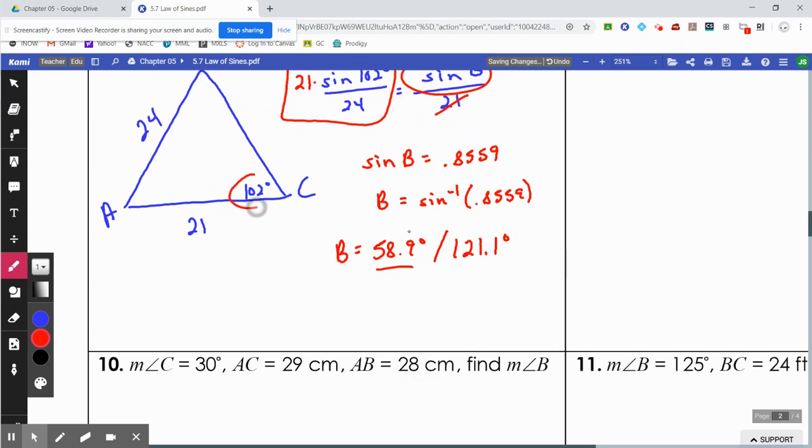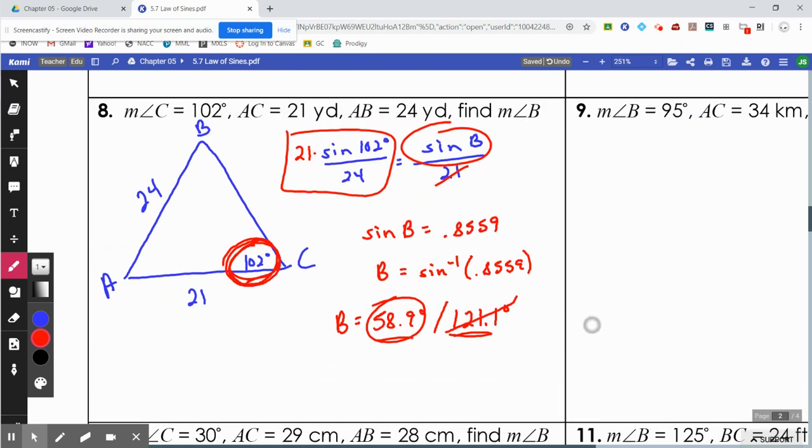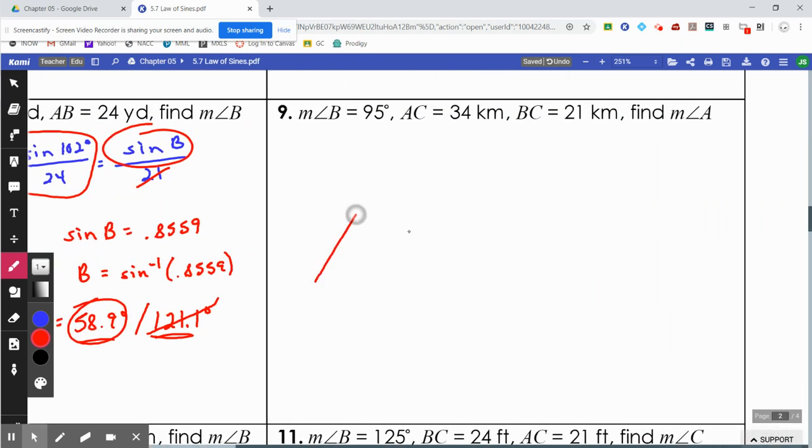However, look, 102 degrees. The three angles in a triangle, this one's fine. The three angles in a triangle have to be smaller or equal to 180. So therefore, this one and this one can't be bigger than 180. You can only have one obtuse angle in a triangle. So honestly, you can go ahead and throw that other obtuse angle out. It can't be a possibility. Number 9. Again, let's draw triangle ABC.